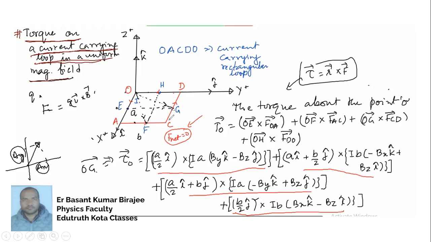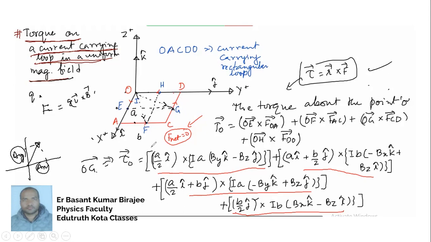The force on this arm is acting at F. So your OF vector is the R vector, and the force acting at F is FAC. Similarly, the torque due to the force acting at G, or on the CD arm. The force on CD is acting at its midpoint, G. So your R vector will be the OG vector, cross the force acting.